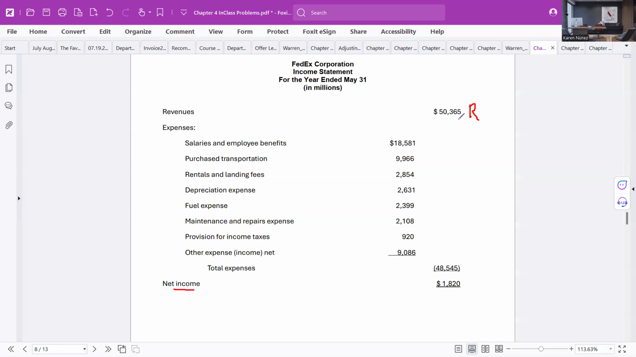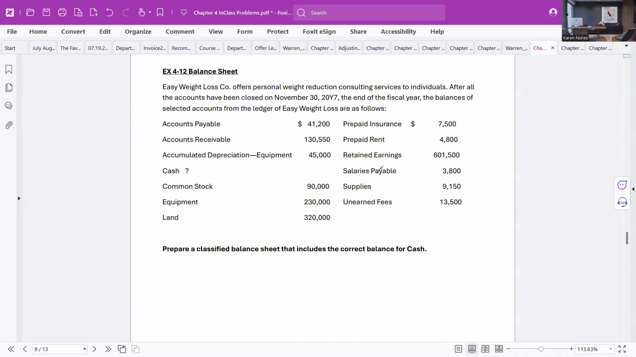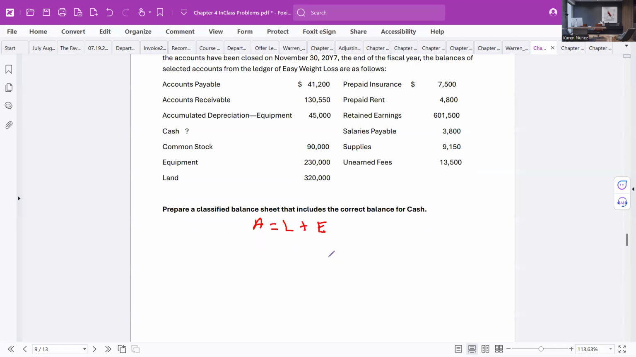Okay, so let's take a look at the balance sheet. And I am not going to prepare the balance sheet because there would be too much typing, but I'll kind of talk through what we have to do here on this balance sheet. So again, on the balance sheet, we are reporting on the assets, which of course have to equal the liabilities plus the equity, right? And equity has two divisions.